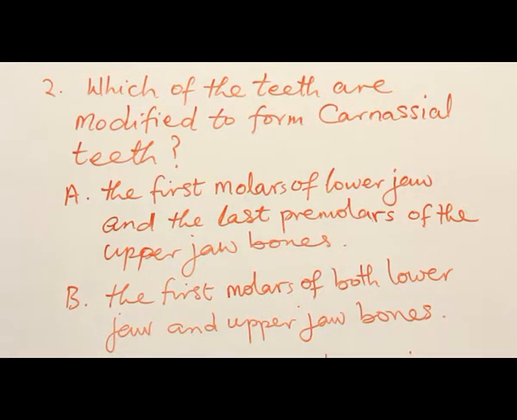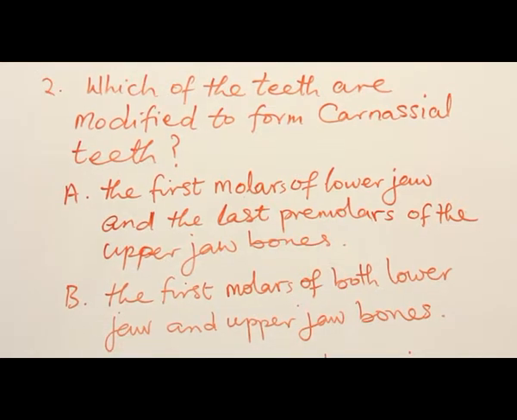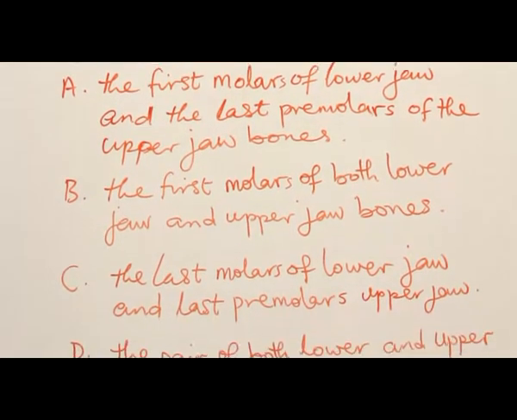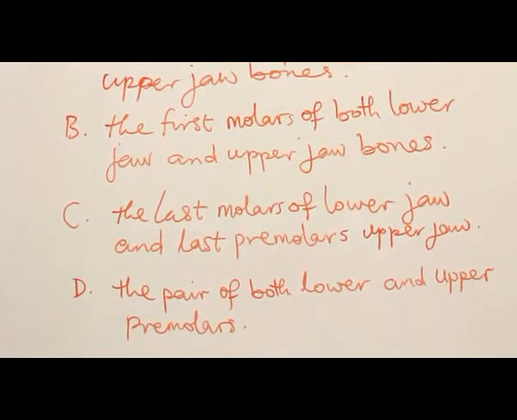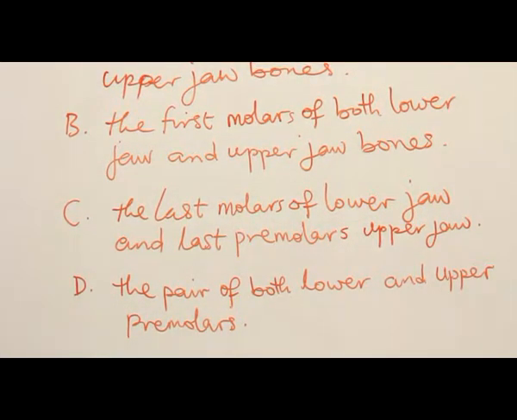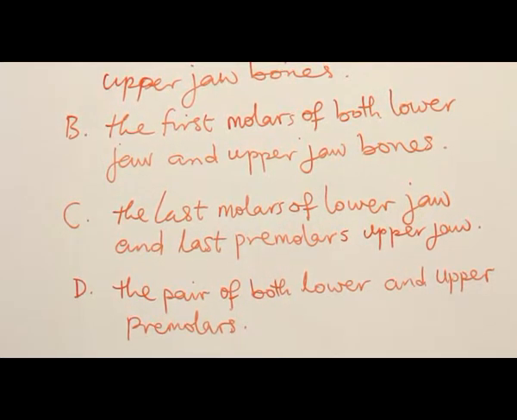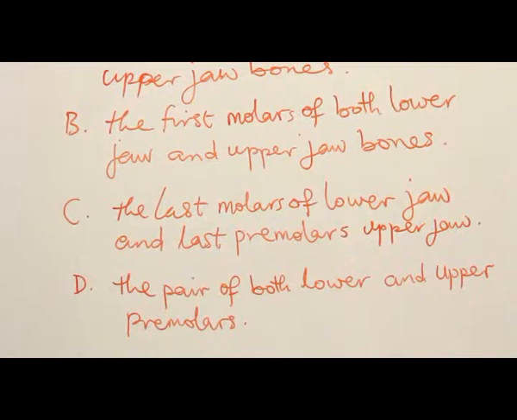Example 2. Which of the teeth are modified to form carnassial teeth? A. The first molars of lower jaw and the last premolars of the upper jaw bones. B. The first molars of both lower jaw and upper jaw bones. C. The last molars of lower jaw and last premolar of upper jaw. D. The pair of both lower and upper premolars.